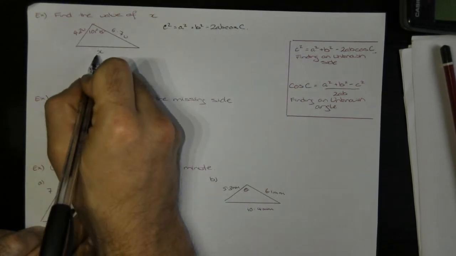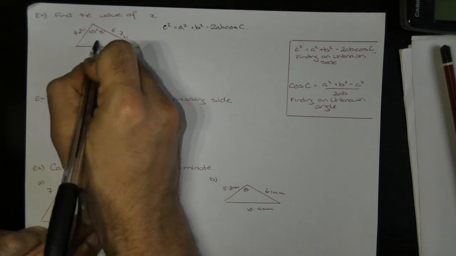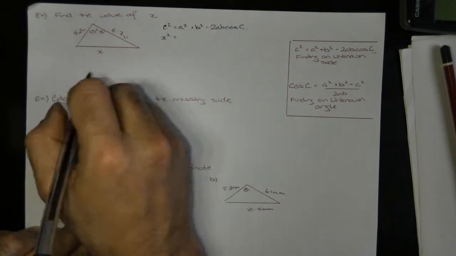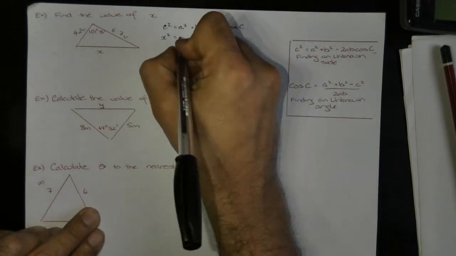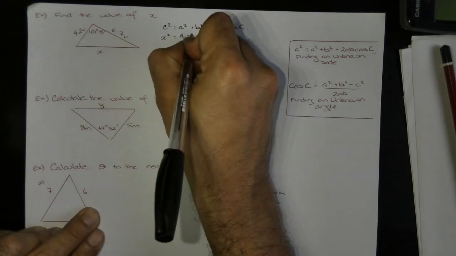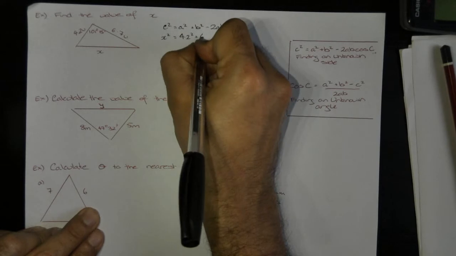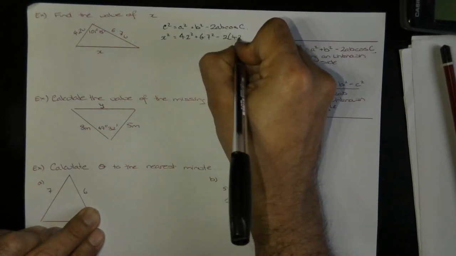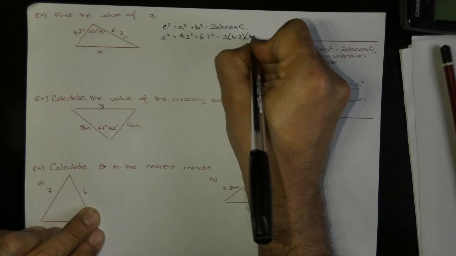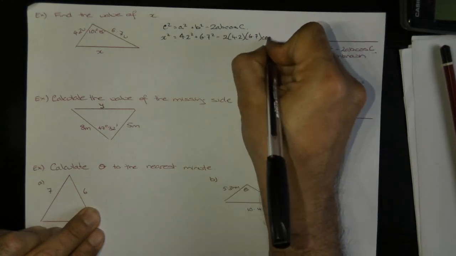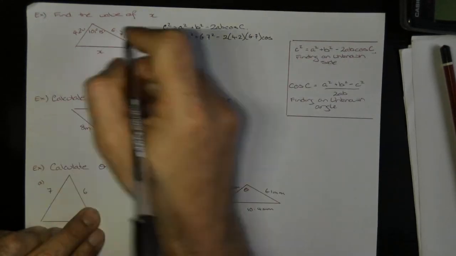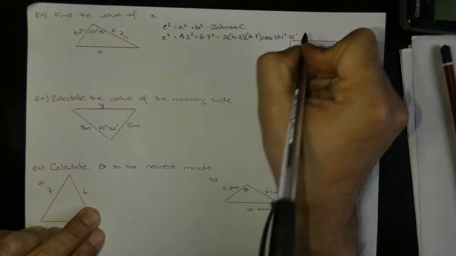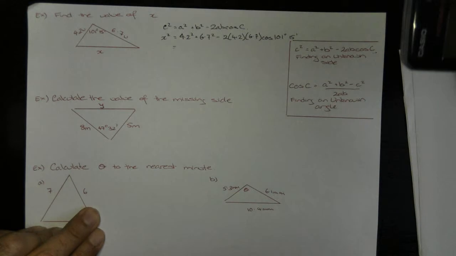In this case, the unknown side is the side opposite the angle. So that's x squared. A squared can be either one. So let's do 4.2 squared plus 6.7 squared minus 2 lots of 4.2 lots of 6.7 cos C, and C is the degree, so 101 degrees and 15 minutes. Plug that into our calculator.